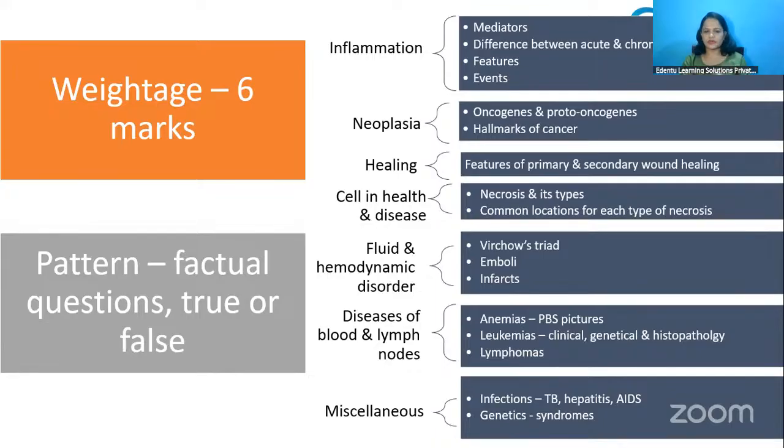Then coming to the basic chapters, that is cell in health and disease, the necrosis and apoptosis. Definitely you can expect one question related to necrosis and the common locations for each type of necrosis. From necrosis only, they were asking clinical based or application based questions also. Like I had already mentioned, a patient suffering from echinococcus granulosus, what type of necrosis will be seen in such a patient. Then healing, definitely the difference between primary and secondary wound healing. A statement can be given and you may be asked to choose the right statement from the given statements related to primary and secondary wound healing.